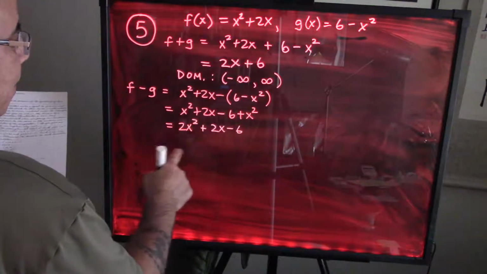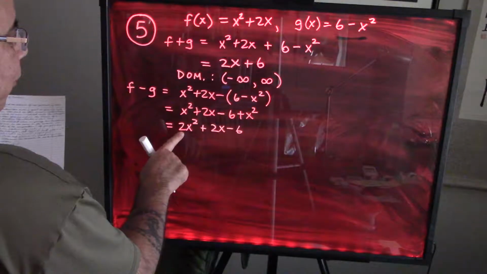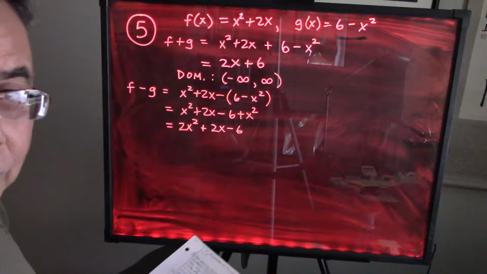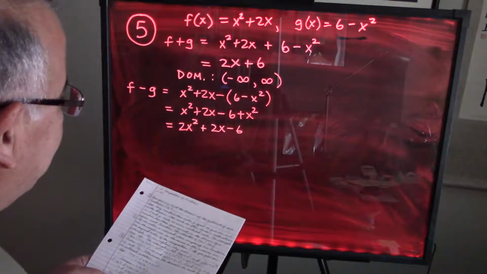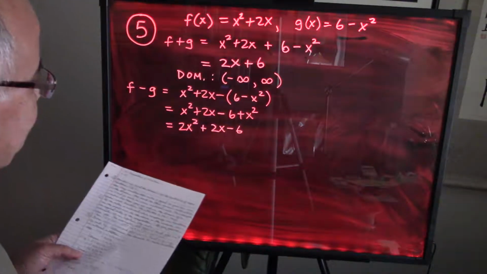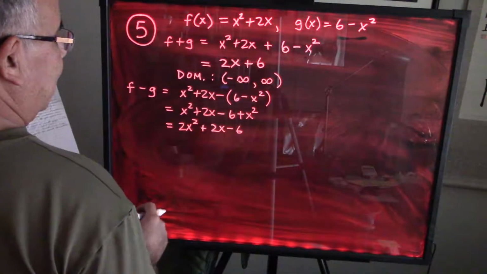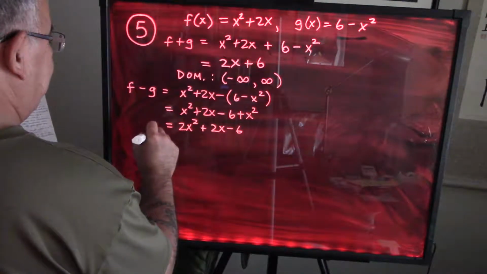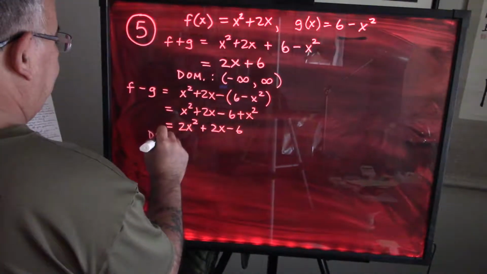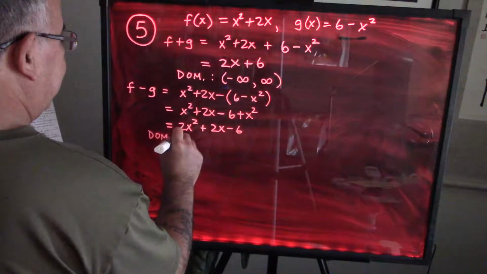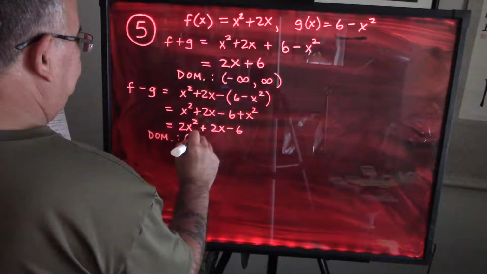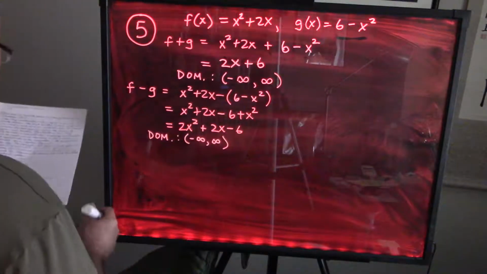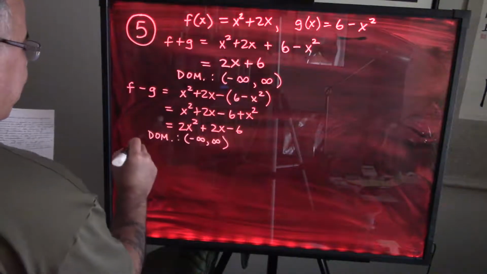This is a parabola, and since the leading coefficient is positive 2, it opens upwards. The 2 is kind of immaterial there, but it opens upwards since the leading coefficient is positive. So there's a parabola. And the domain for that is all real numbers, or written as an interval, negative infinity to infinity. And then we have f times g.